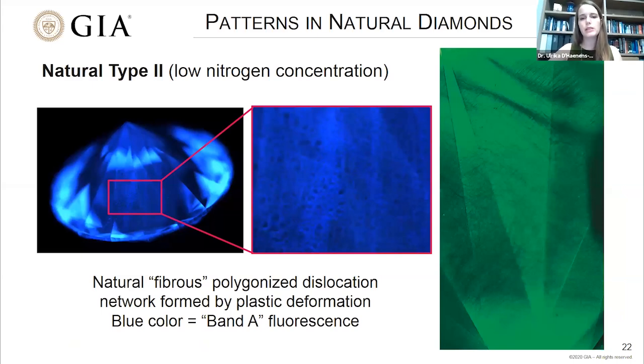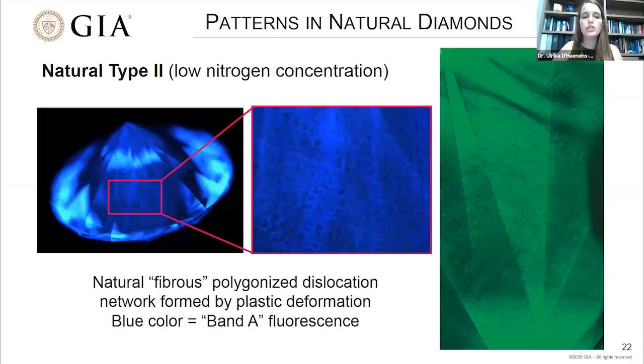Instead, what you're most likely going to see are these web-like mosaic polygonized dislocation patterns. And this is because a lot of these stones have suffered a lot of plastic deformation in their time in the earth. It creates a lot of dislocations, which are small lattice imperfections that, at the temperatures of formation, can move around, find each other, and link up, and effectively create this web-like pattern through the stone.